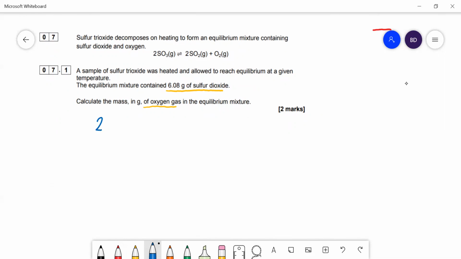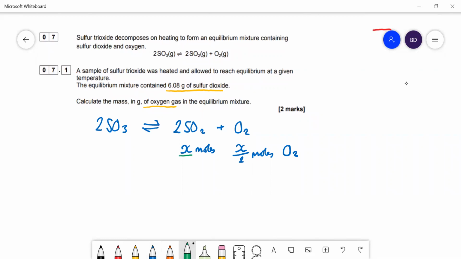So if we've got SO3, and that's going to give us that, if we produce X moles of SO2, we're going to produce X over 2 moles of oxygen. Let's work out what this value X is. Moles of SO2 produced, X, is equal to the mass we've got divided by the Mr of SO2.